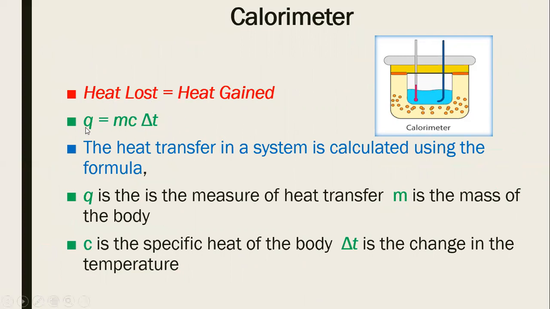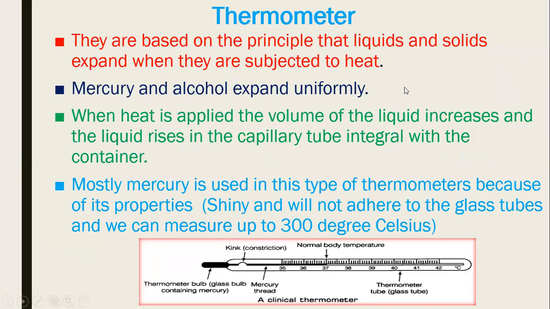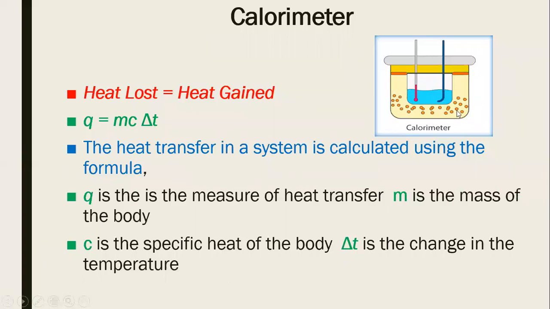So there is an equation for finding the heat: Q = mc ΔT. The heat transfer in a system is calculated using this formula, Q = mc ΔT. What is Q? It is the measure of heat transfer that you have to find. m is the mass of the body, that is a known value. c is the specific heat of the body. For liquid or solid, you know the specific heat. Different materials have different specific heats, which you already know. Then ΔT, the temperature change, you can measure using the thermometer. Okay, then you have to find what is the heat.